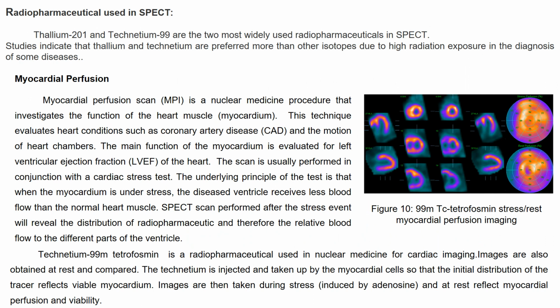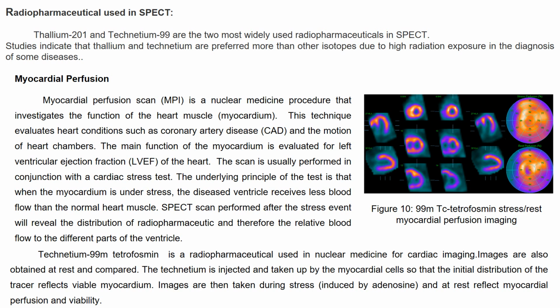Radiopharmaceuticals used in SPECT. Thallium and technetium are the two most widely used radiopharmaceuticals in SPECT. Studies indicate that thallium and technetium are preferred more than other isotopes due to high radiation exposure in the diagnosis of some diseases.